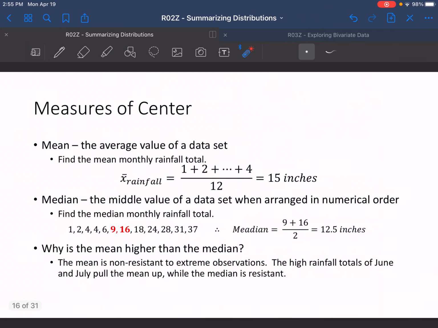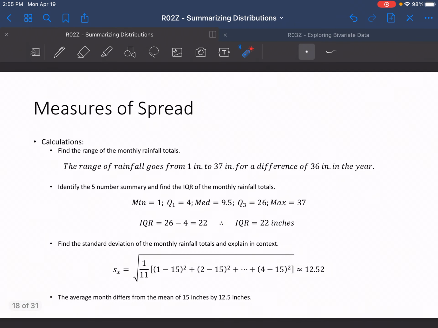And so in this case, 25% of 12 is probably going to be this third data point right here at 4. And so that would represent quartile 1. Our median actually is not 9.5, it should be 12.5 in this case. And our quartile 3 is going to be represented by 26. And again, quartile 3 represents that 75th percent of data in our data set. And our maximum is going to be 37.